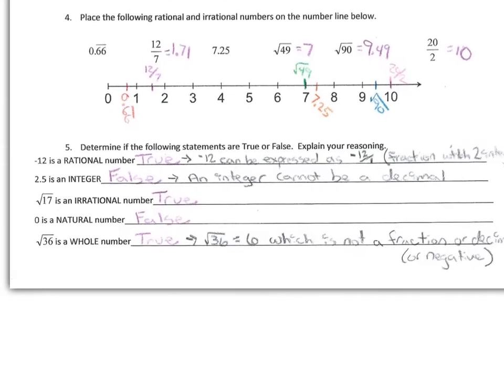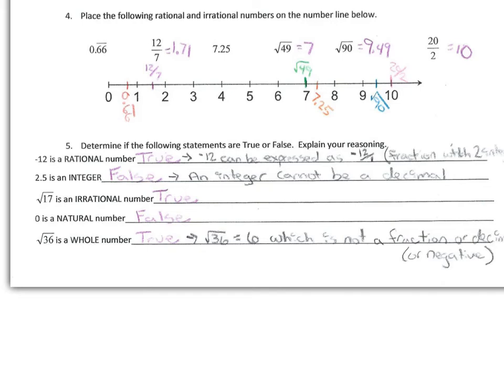Last question we have, determine if the following statements are true or false and explain. I want you to explain whether it is true or whether it is false. So negative, and we did this a little bit today, negative 12 is a rational number. In order for a number to be a rational number, it has to be able to be expressed as a fraction of two integers. So 12 and 1 are integers. I can express it as a fraction. So it is a rational number, true. And that was my reasoning.